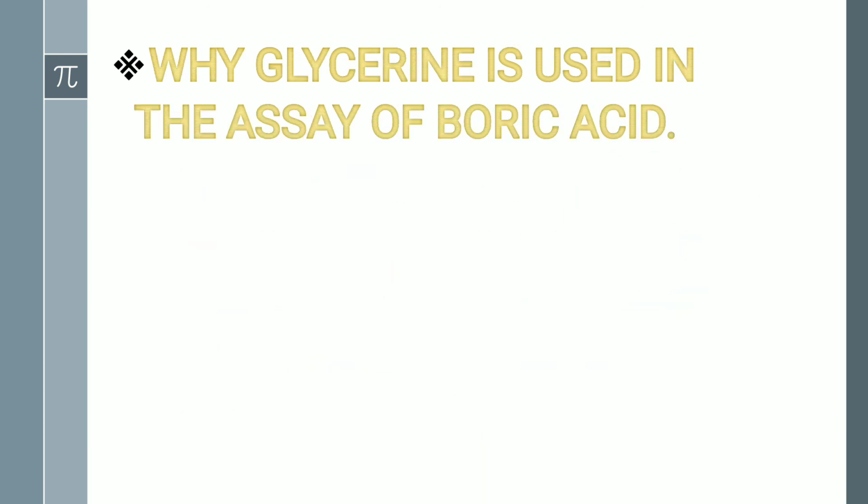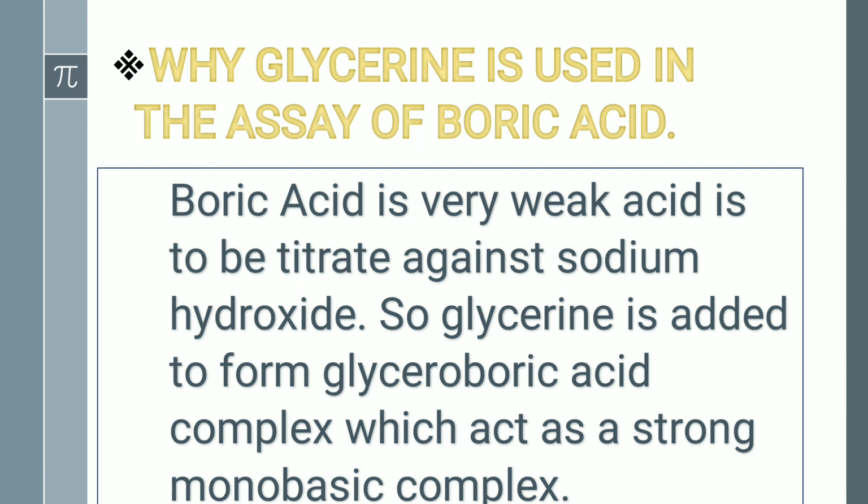Next question is related to the assay of boric acid, and it is a very important question. It is asked in the theory exam also. Why is glycerin used in the assay of boric acid? Boric acid is a very weak acid to be titrated against a strong alkali like sodium hydroxide. So glycerin is added to form a glyceroboric acid complex, which acts as a strong monobasic acid complex. So glycerin increases the acidity of boric acid.